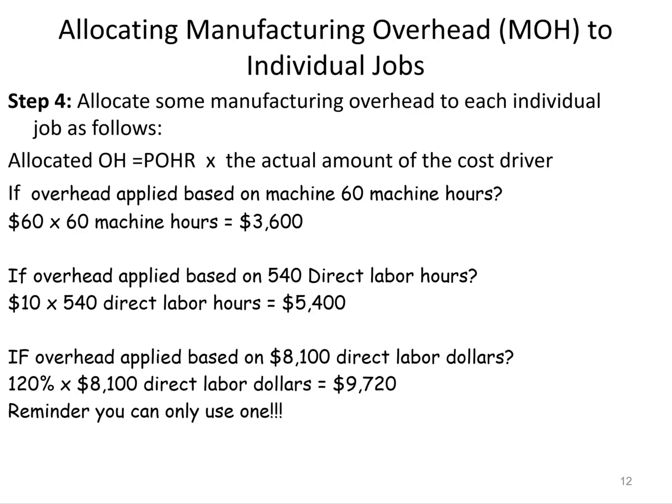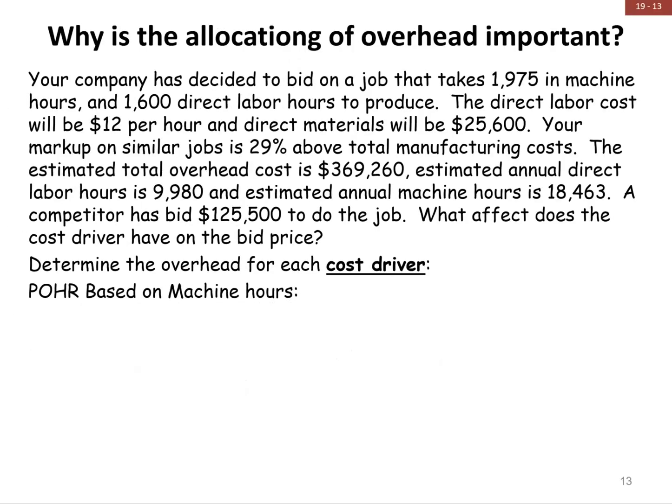So as you can see, you get a different amount based on what you use as your cost driver. But your decision is which reflects the best way of allocating the costs. And again, you can only use one. So now, why is it important to come up with a good method of allocating overhead? So let's take a look at this example.